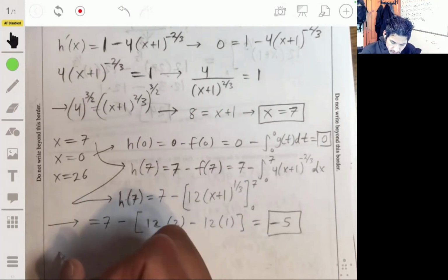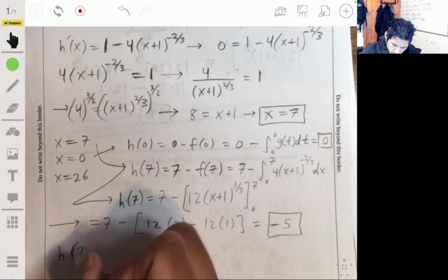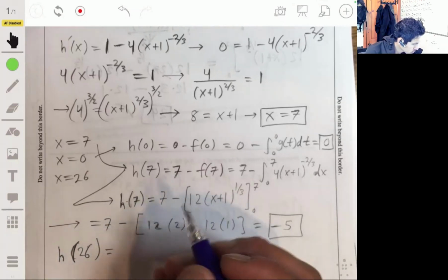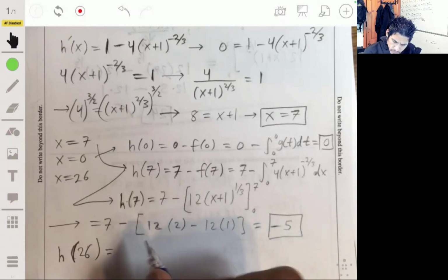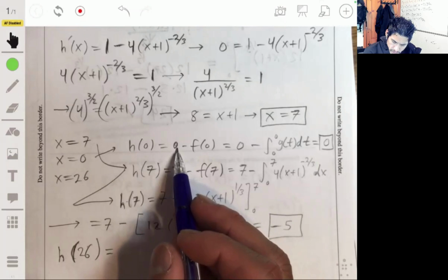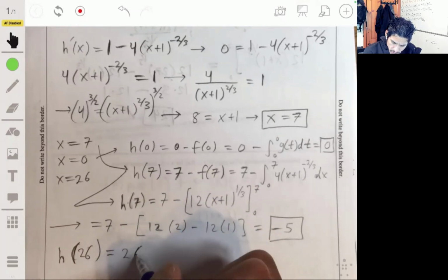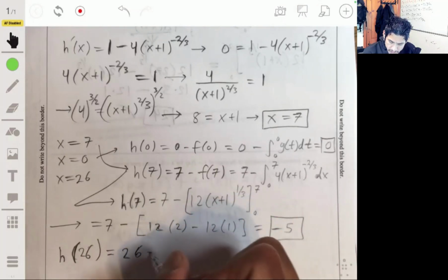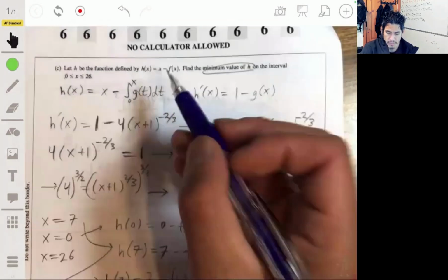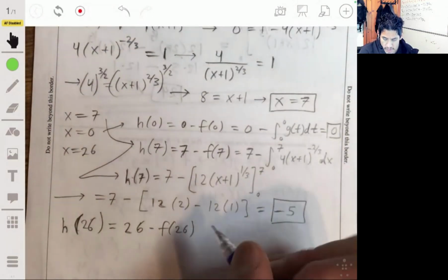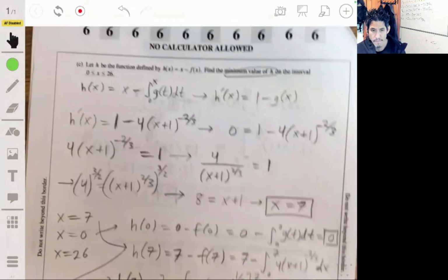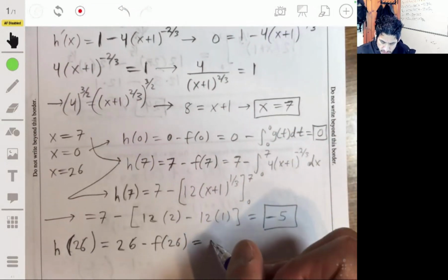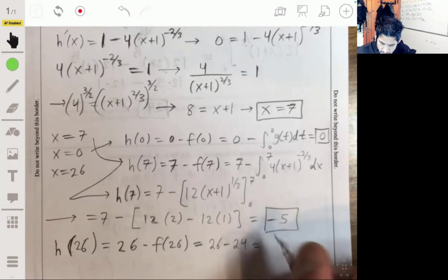And the last one, we want to find h of 26. We will have 26 minus f of 26. Again, going back to this equation. Luckily, if you remember, going back to the beginning, we already did f of 26, which is 24. So we get 26 minus 24, giving us 2.